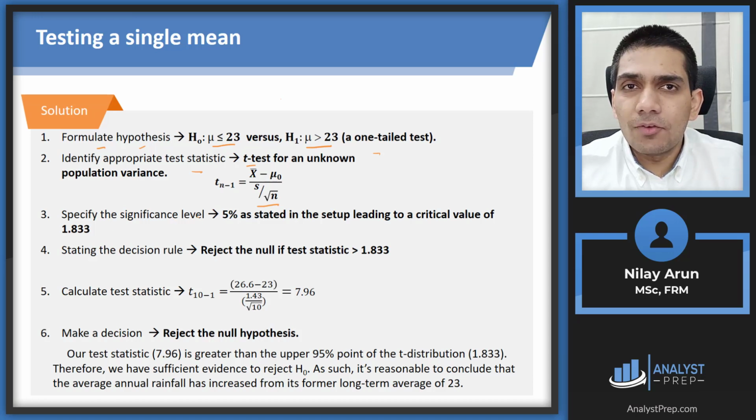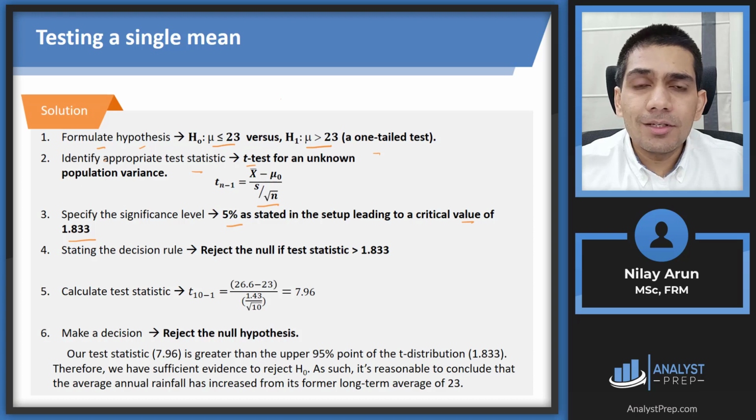Now specify the significance level. That is 5%, something that has been given to us in the question itself. Now at 5%, if you look at the t-value, the critical value in the table comes to 1.83. So till now, we have not even applied the formula for the t-statistic, so keep that in mind. We can get the critical value by just looking at the t-distribution table for the 5% level of significance. After this, we have to state the decision rule, which means that we have to specify when we are going to reject or when we fail to reject the null hypothesis.